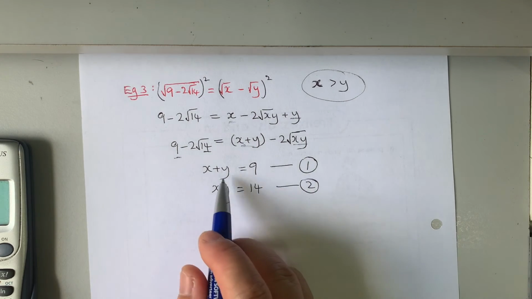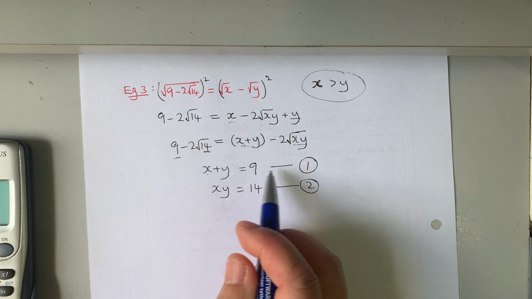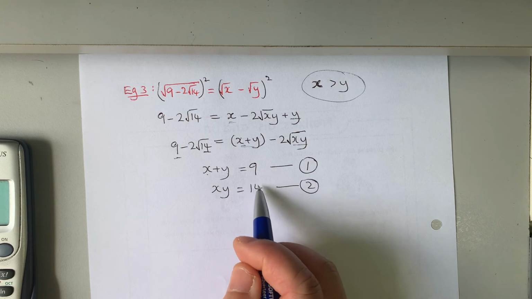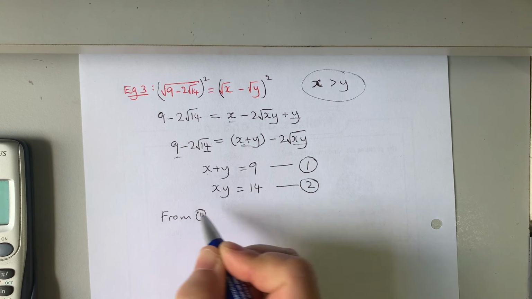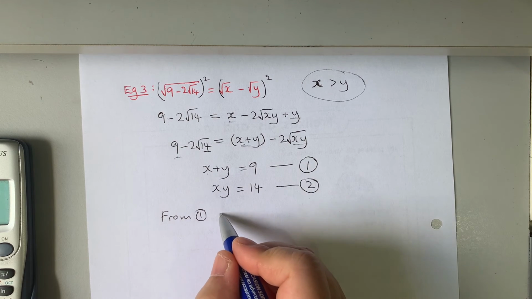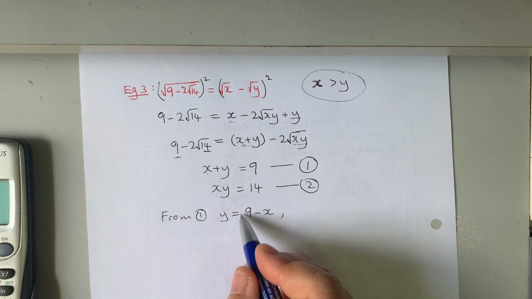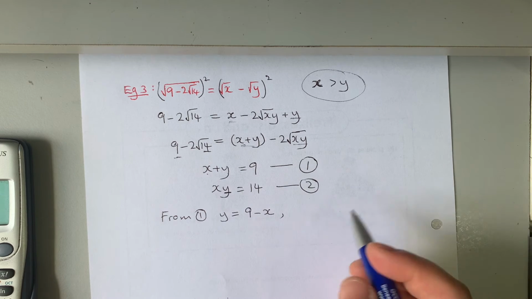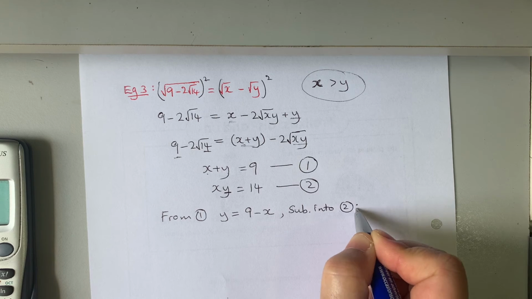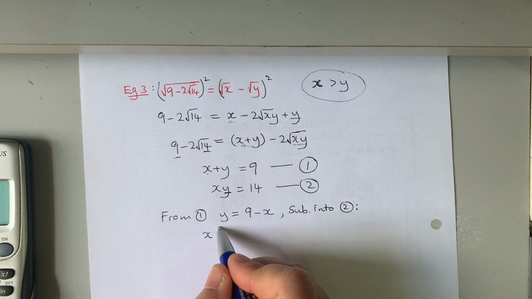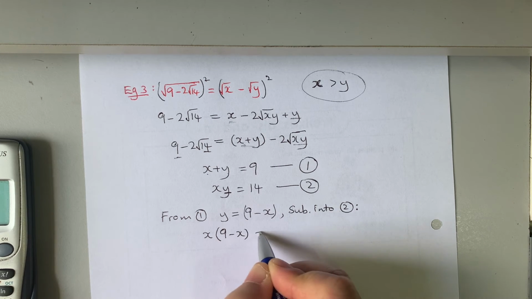Okay, so from equation 1, I need to make one of these the subject. So we're going to solve these two simultaneous equations by substitution. So from 1, let's say I want to make y the subject. So y will be equal to 9 take away x. And I'm going to substitute that into equation 2. So sub into 2. So you get x, and I put brackets around the whole lot. So 9 minus x is equal to 14.